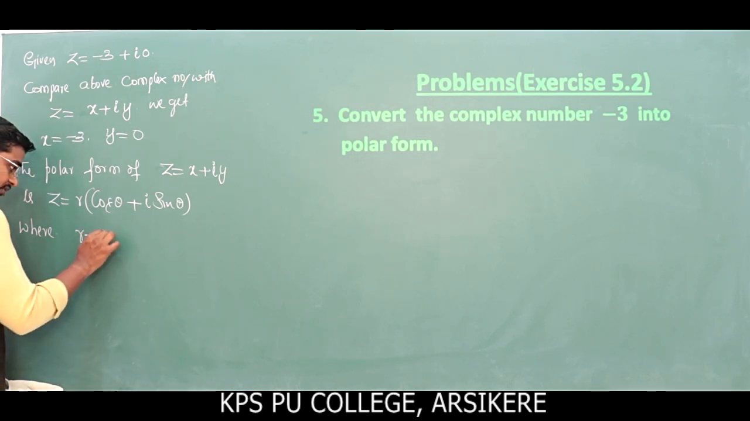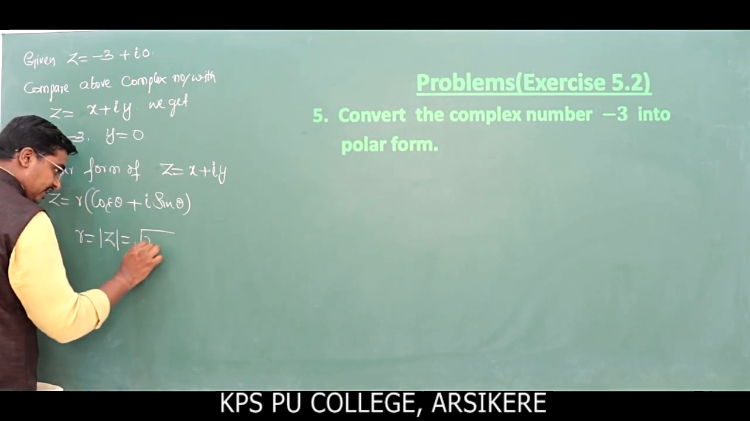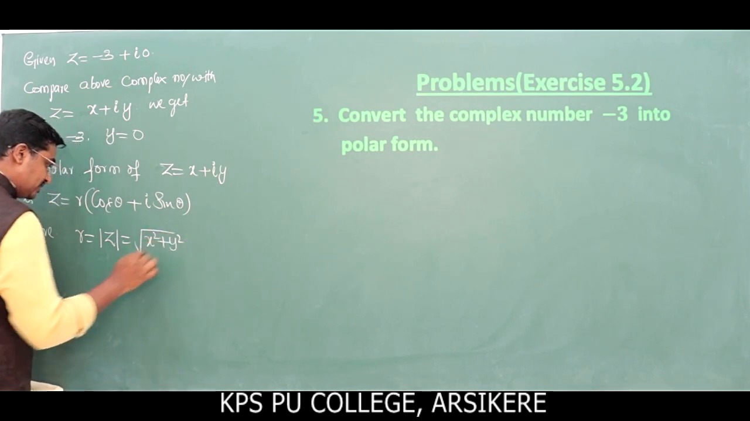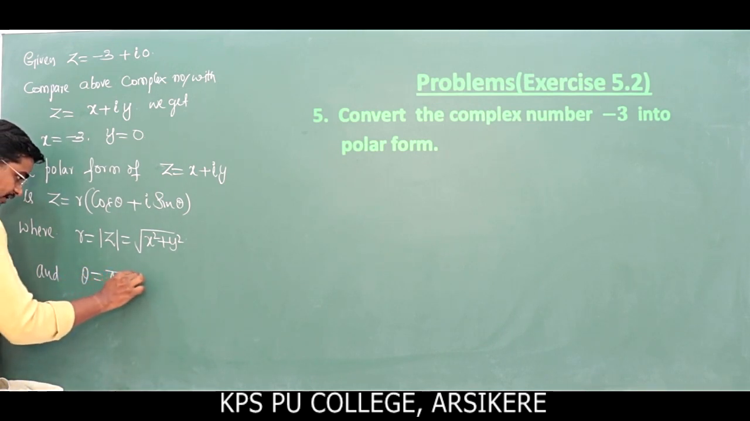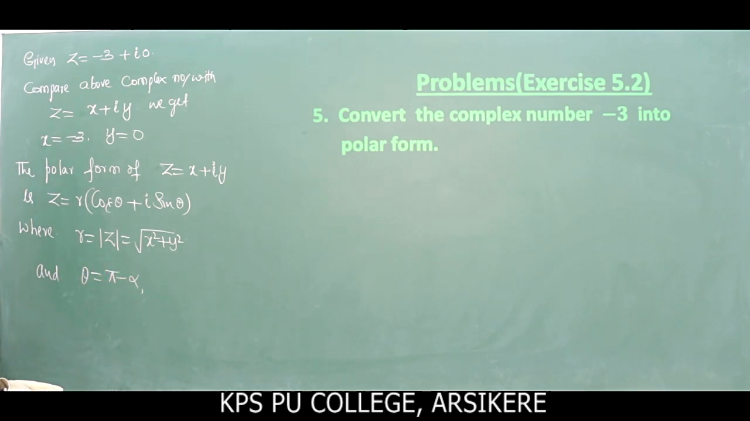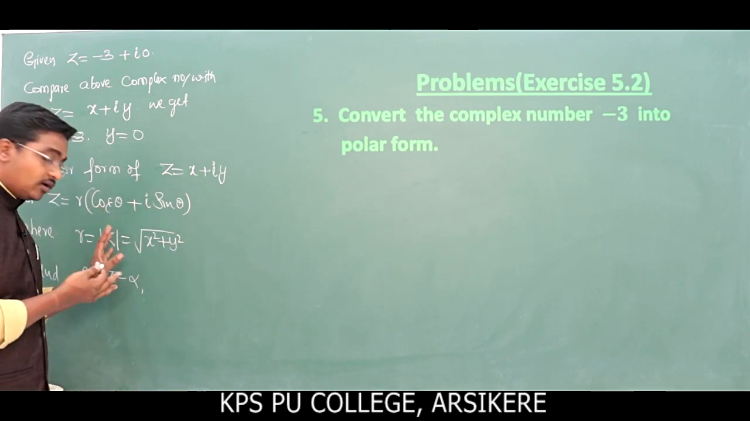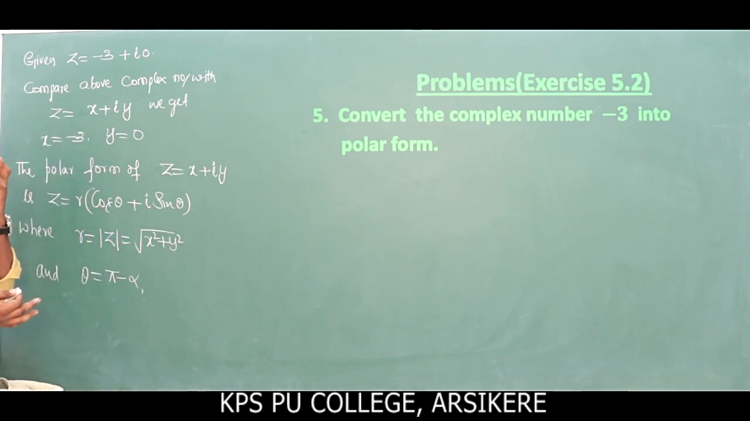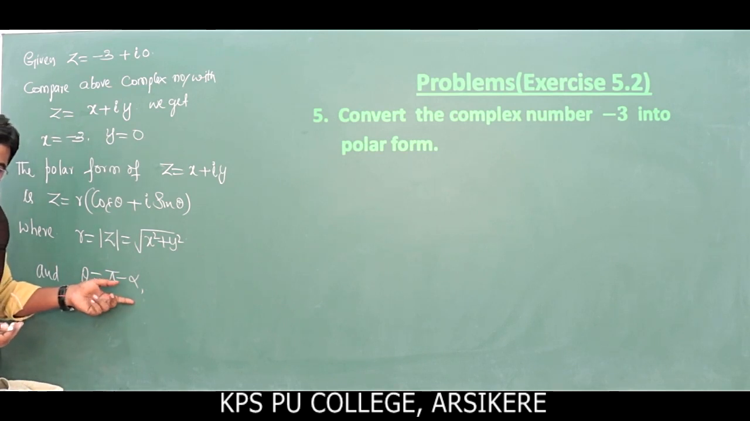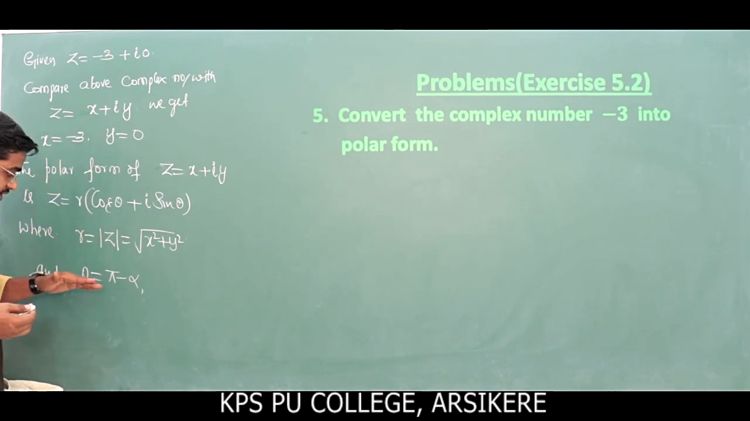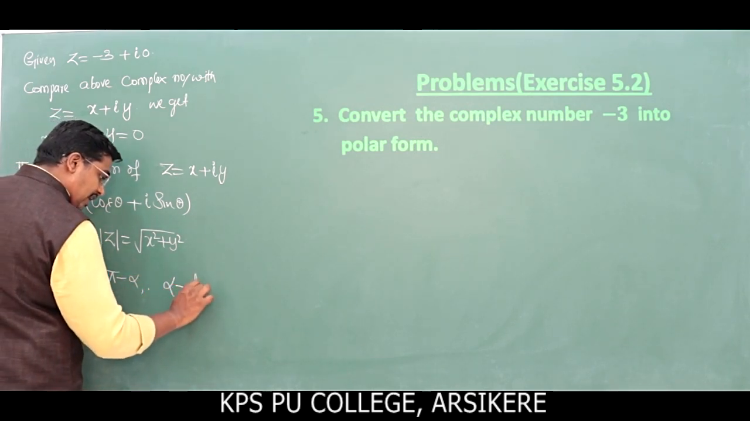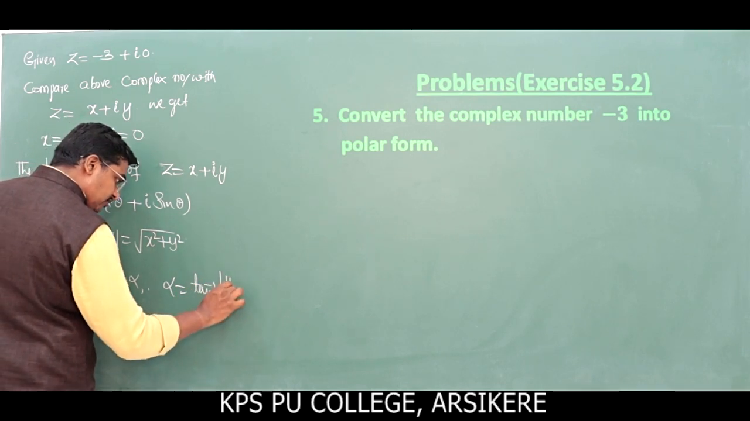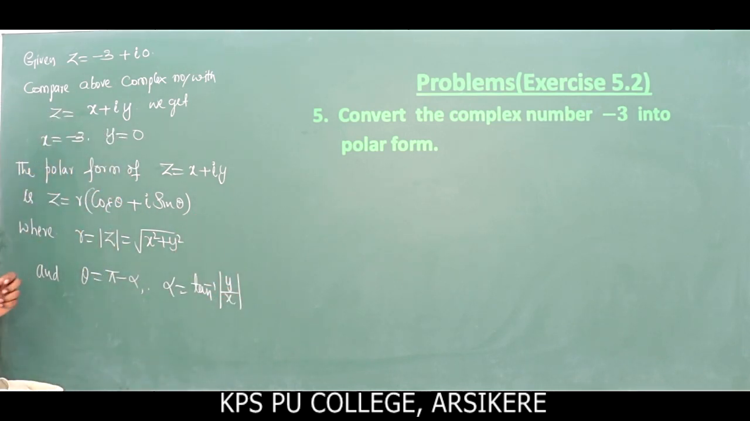Where r is equal to modulus of z, here the expression root of x square plus y square, and theta is equal to pi minus alpha, right? Theta is equal to pi minus alpha. Obviously, in all the problems we have discussed so far, when theta lies in the second quadrant, x is negative, y is positive. Therefore alpha becomes tan inverse of modulus of y by x, modulus of y divided by x.